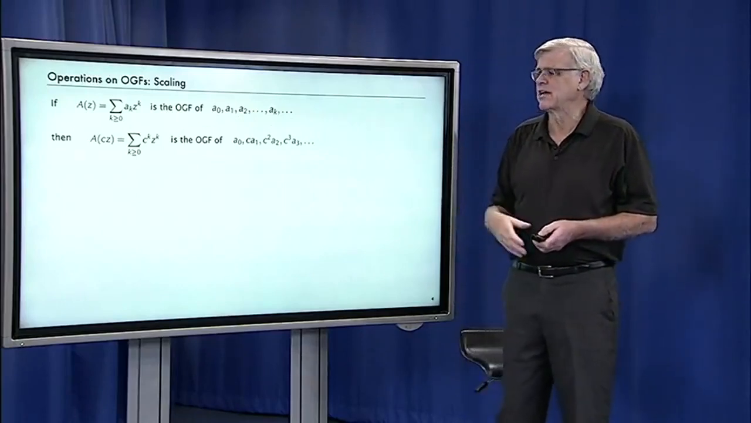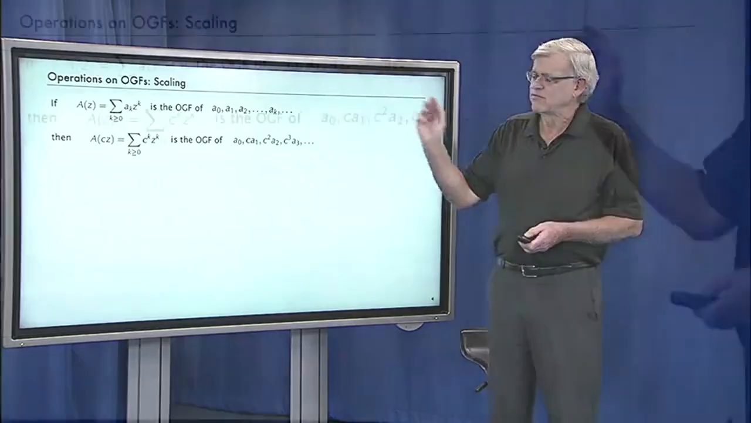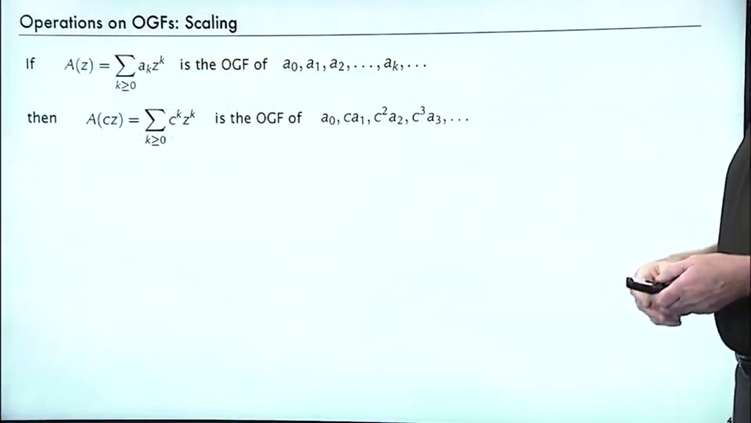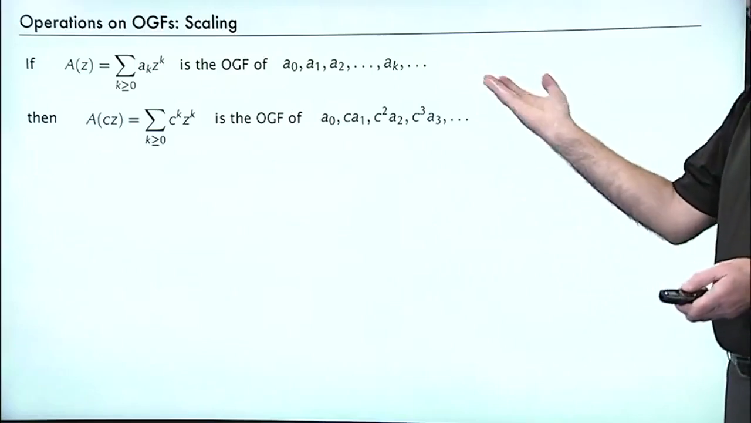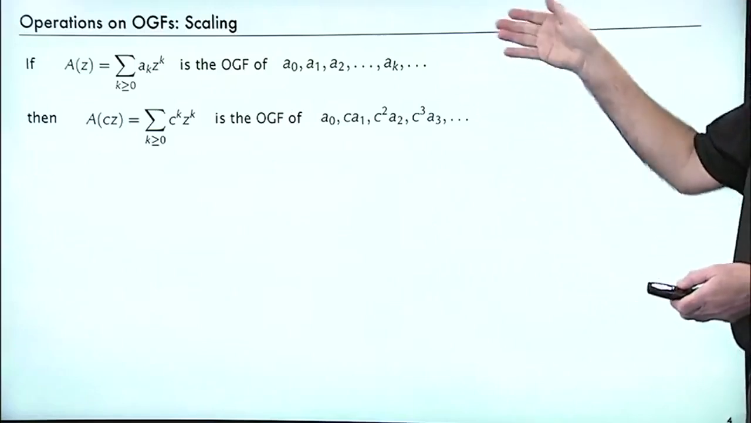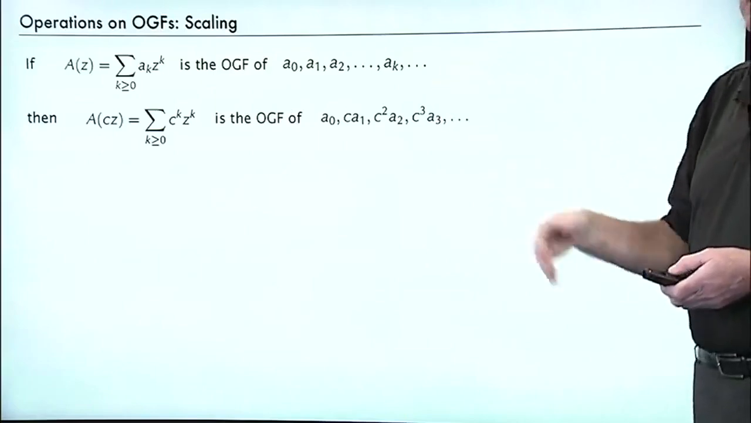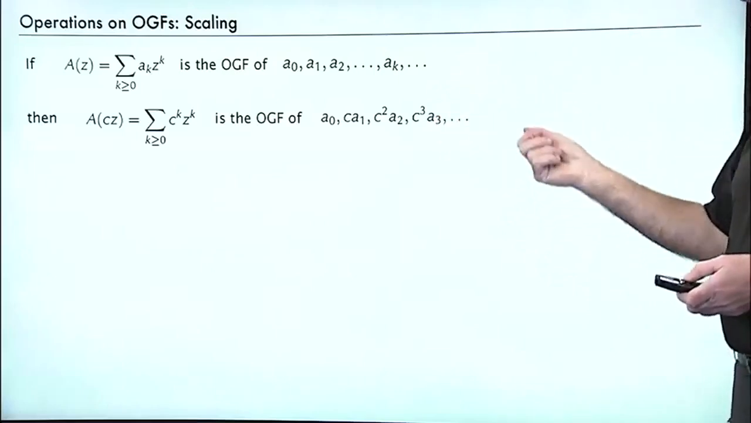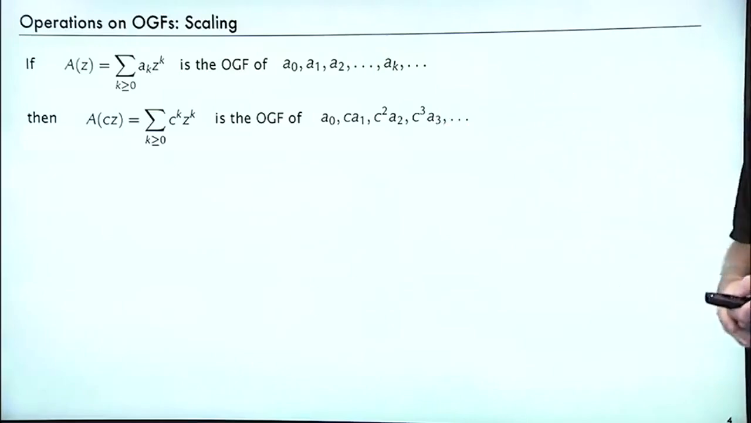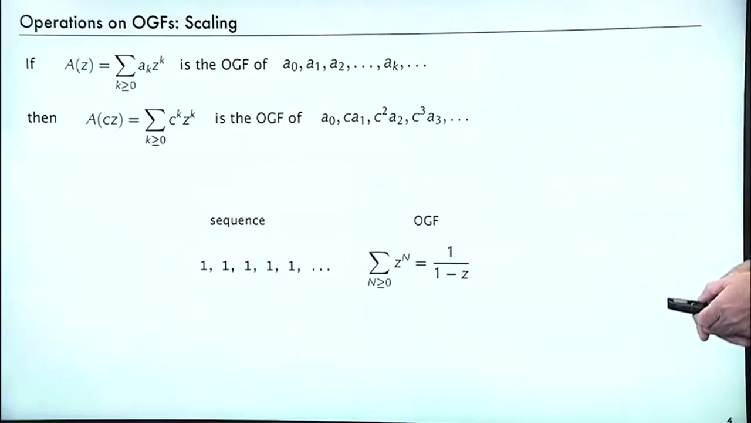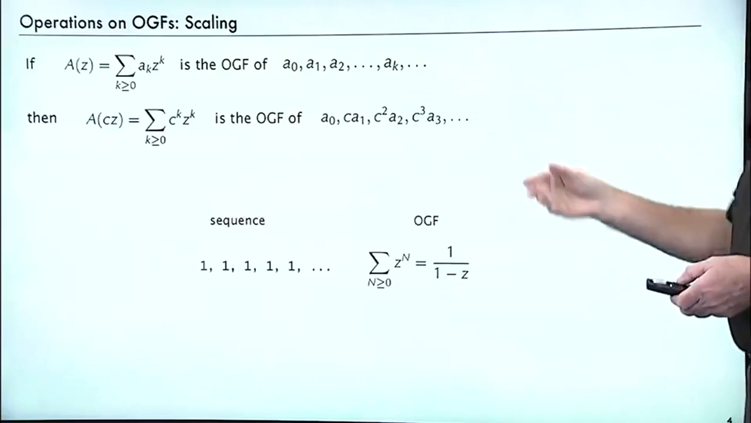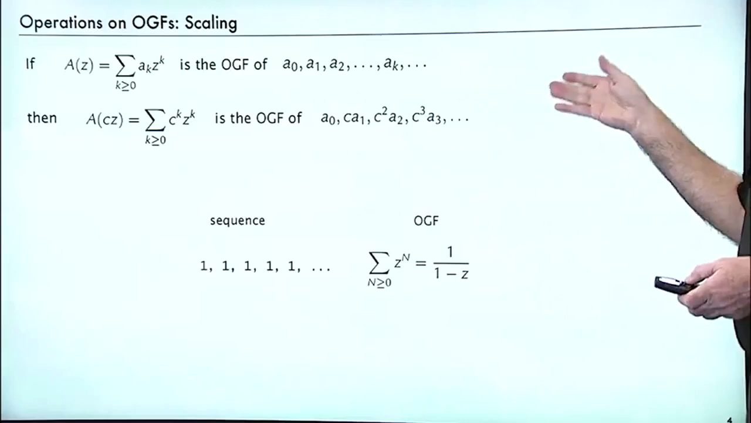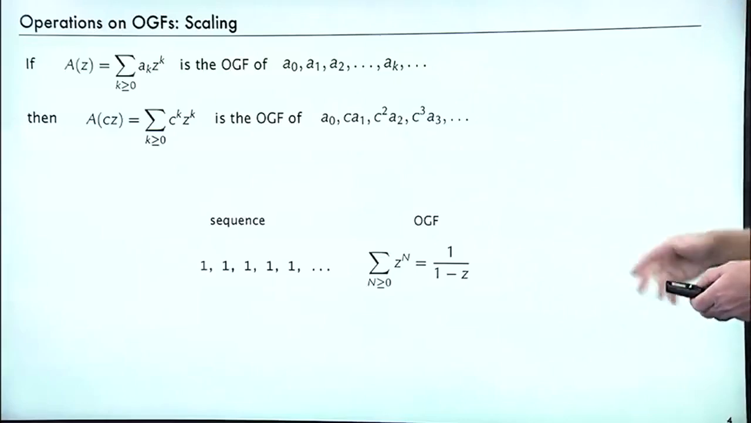So for example, here's the scaling operation. If you have A(z), which is a generating function for some sequence, and you multiply the argument by a constant c, so just evaluate A(cz), then just do the math. That's the sum of c^k a_k z^k. That's the generating function of the sequence a0, c a1, c^2 a2, c^3 a3, and so forth. And that's just from the math: the sum of a_k c^k z^k is the generating function of that sequence.